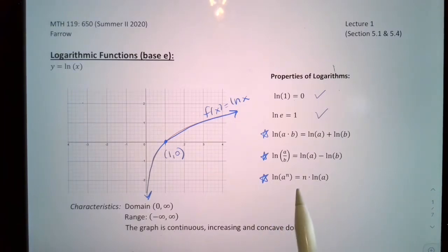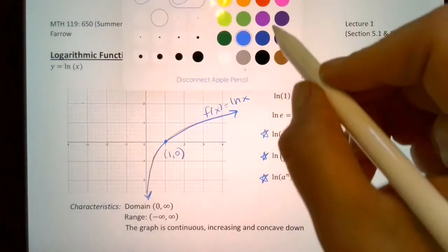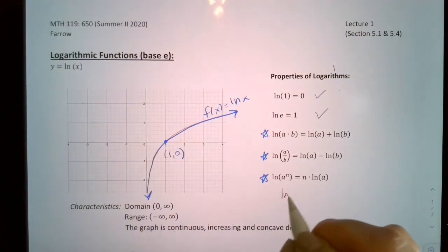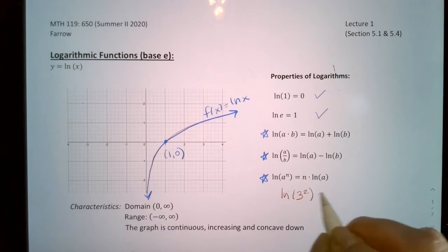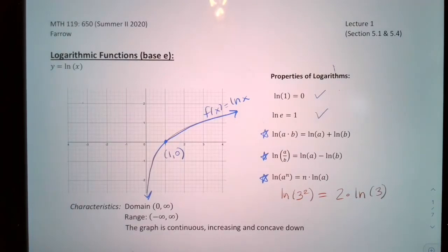This is not a derivative rule, mind you. This is a property, but it feels like the derivative, certainly from Calc 1. So let's take a look at what our derivative rule is. And before we do that, actually, let me just do a quick example of some of these properties. If you have the natural log of 3 squared, that's the same thing as 2 times the natural log of 3, just highlighting that idea, okay?